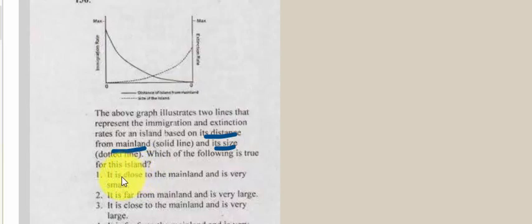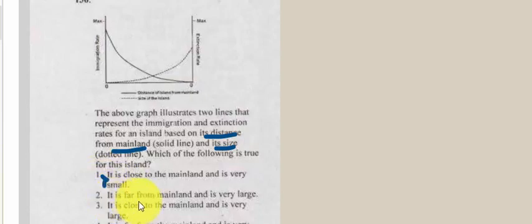Let's see the options. The first is, it is close to the mainland and is very small. As you can see here, this axis is for the number of species, this line is the immigration rate, and this is the extinction rate. In this picture, the extinction rate is not so large, right? So it is not a smaller island. In the case of a smaller island, we have already discussed the extinction rate is more. So we can neglect this option.